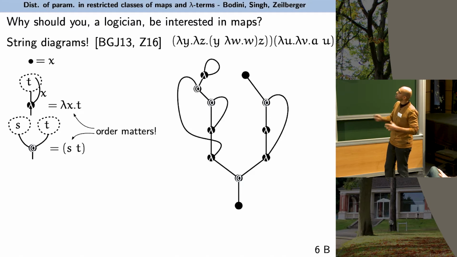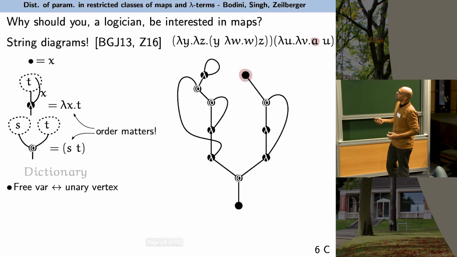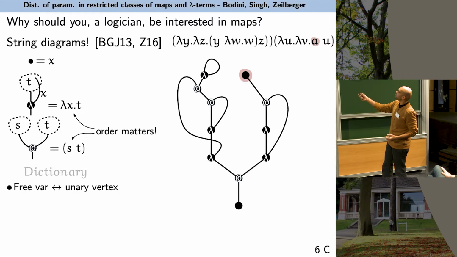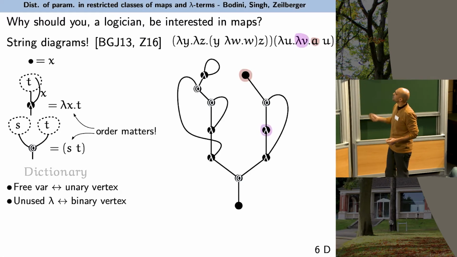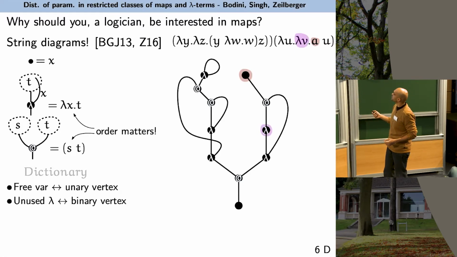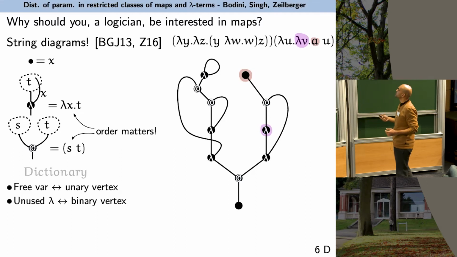and you can start noticing some first glimpses of this dictionary I talked about in the beginning. For example, it's quite clear that free variables correspond to unary vertices. So unary vertices of the map correspond to free variables like this A here. Unused abstractions correspond to binary vertices. So here we have an unused abstraction, which corresponds to this binary vertex. We have a variable V which never appears in the body.